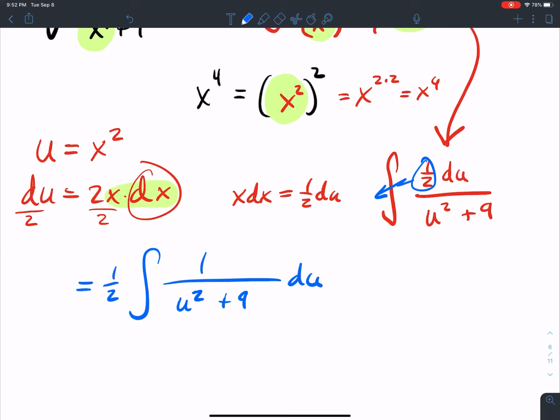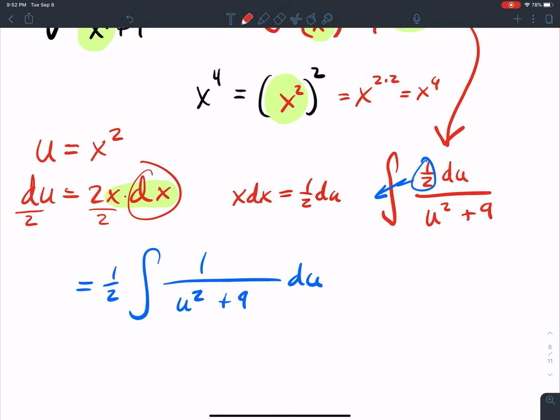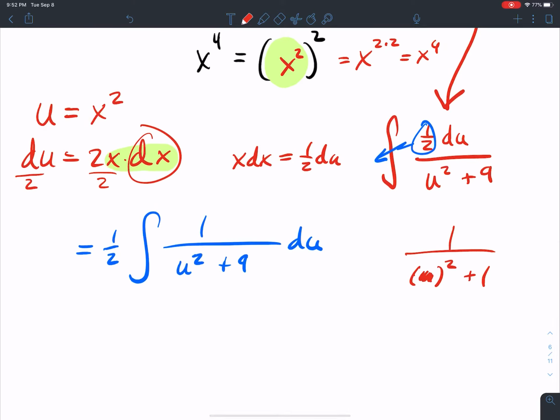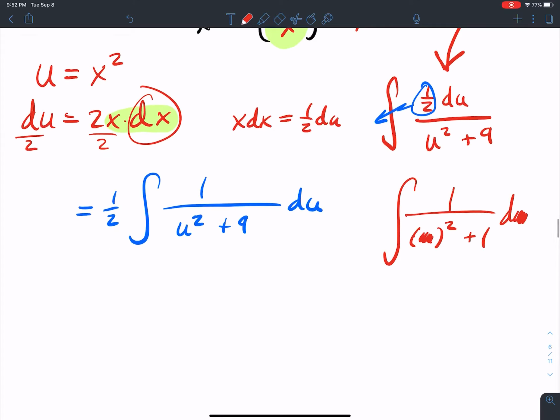Now I still don't have it in the form I want, right? So the form I want it to be is 1 over something squared plus 1, okay? And then whenever I do that, I know that I'll be able to integrate that thing, and it's arctangent, the inverse tangent of the something, okay? So how do I do that? Well, I need to factor a 9 out of both of those.